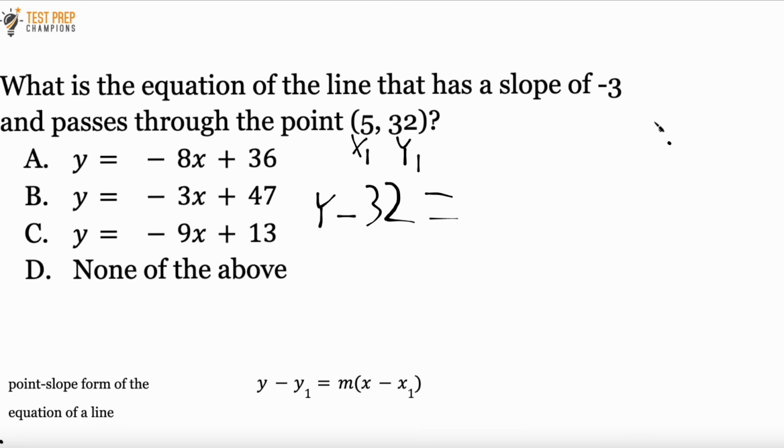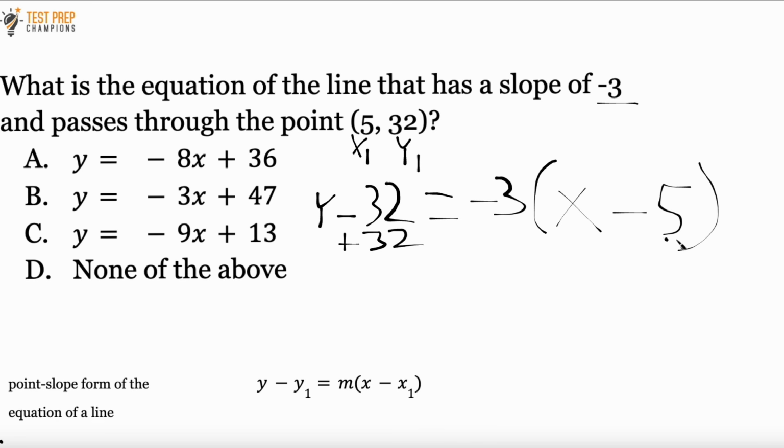Oh, and I should also mention that we know that the slope is -3, so I can also take this -3 and plug it in for slope right here. So when I rewrite this, I'm also going to write -3 for slope. So I have my x minus x1, and again, the x1 is 5. So now what I'm going to do, now that I have this set up, is add 32 to both sides.